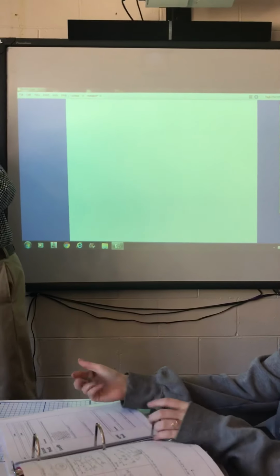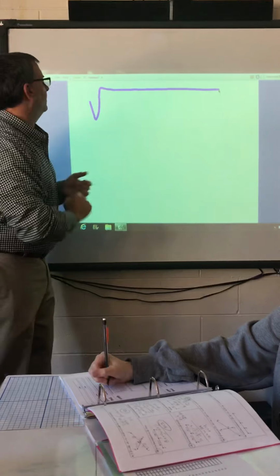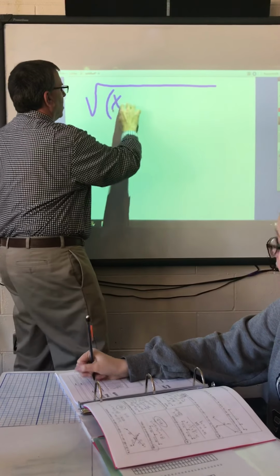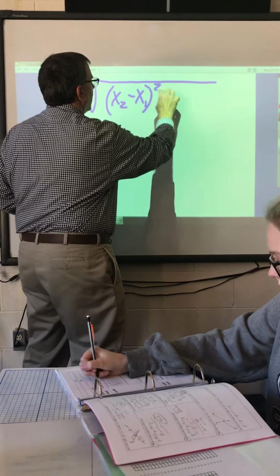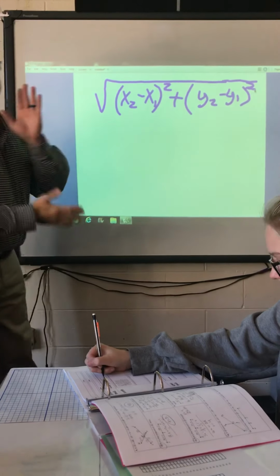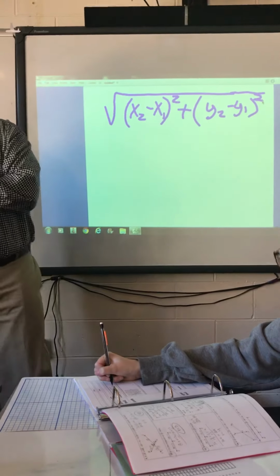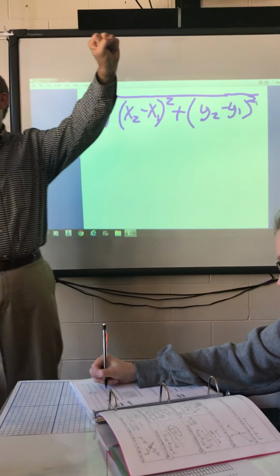All right, so distance formula. Here is the formula you're going to need. Okay? X always comes first in the alphabet, so we're always going to use it first in our formula. It technically doesn't matter, but it's okay. All right? So we are at the distance formula. What we're looking for is how far away it is from one point to another point.